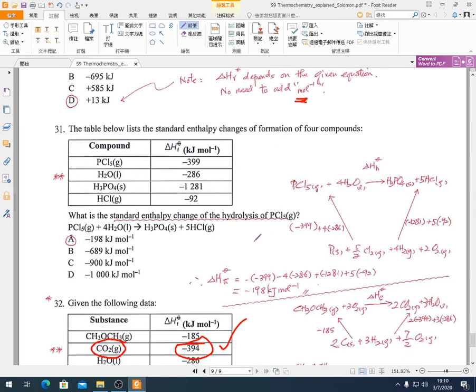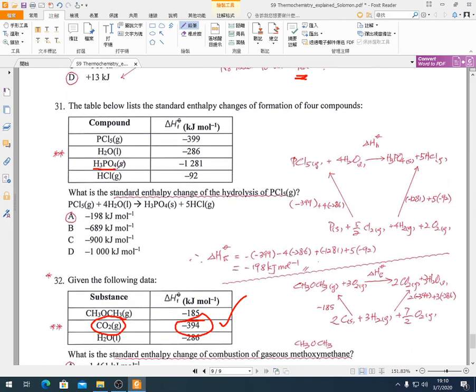And then 31, you have phosphorus acid, phosphorus 5 chloride, and it seems to be sophisticated, but don't be afraid. You are asked about this enthalpy change. It's hydrolysis. Don't bother about this one. Adding water and then it splits, decomposes. So hydrolysis, decomposed by adding water. Don't bother about that. So you write left to right, and then you want to find something about PCl5.